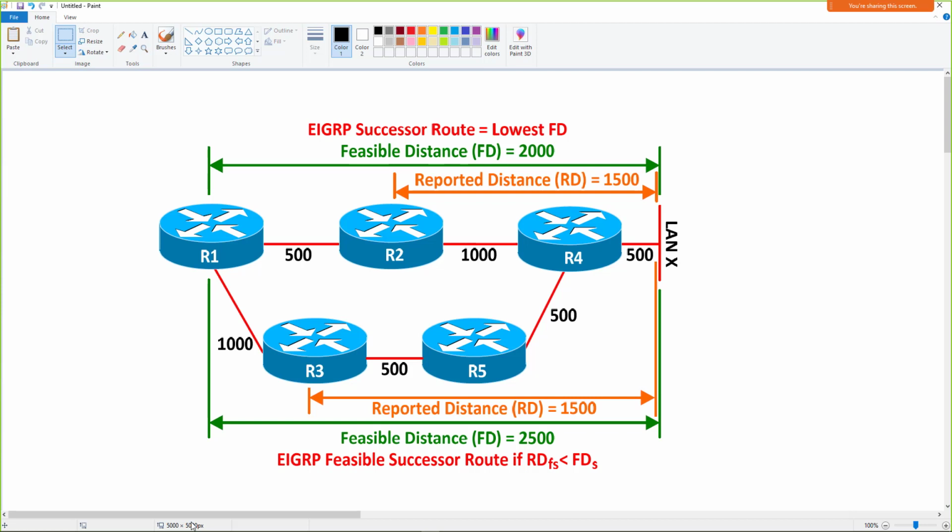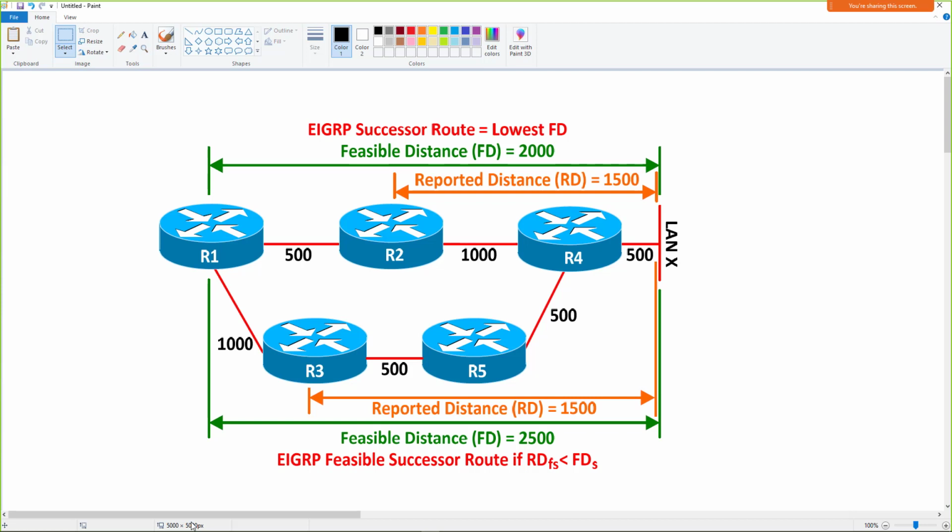Feasible distance, which is the green arrows, represents the overall path metric for the protocol. So feasible distance is just a term that we use in EIGRP to describe the overall path metric. And we'll talk more about how the metric is calculated. We use a complex metric in EIGRP, which involves K values and various elements like bandwidth and delay and reliability and load. But we're just using some basic numbers here.